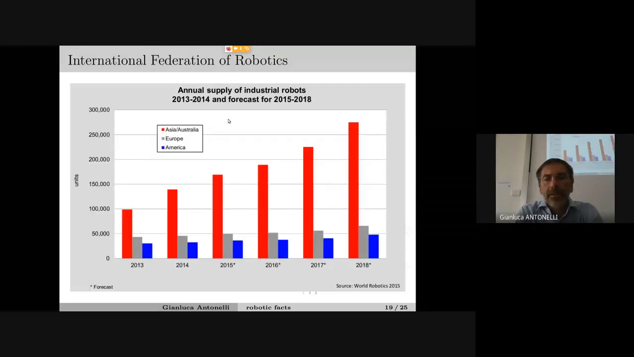Annual supply of industrial robots: Asia, Australia, Europe, and America. Okay, this is the annual supply. This was done in 2015, so for the years 2016, 2017, 2018 it is a forecast, but the prediction was more or less good, and you can appreciate the relative weight of robotics among the continents of the world.